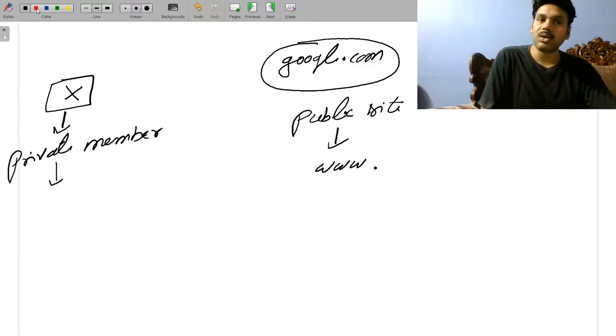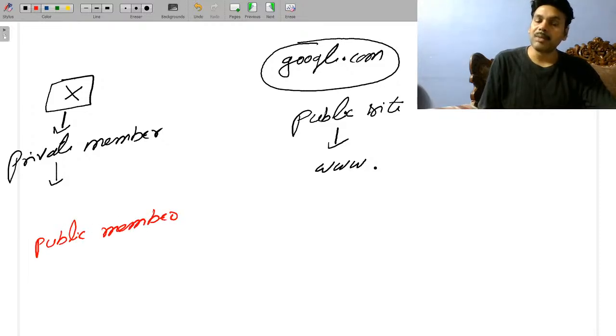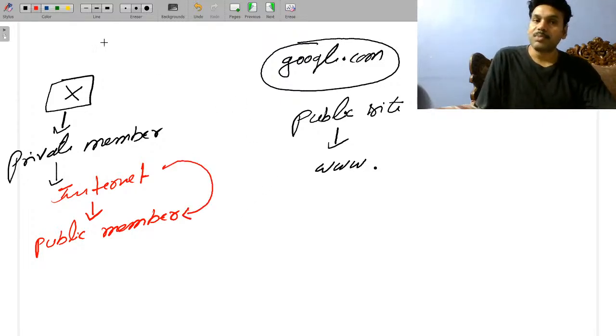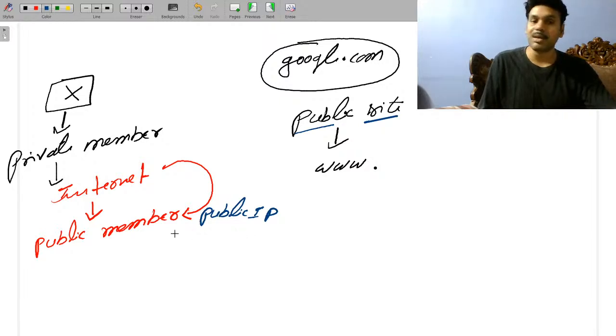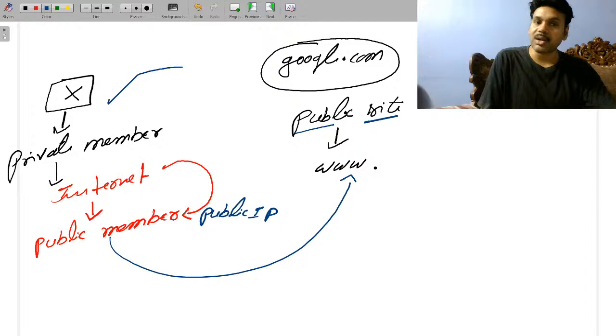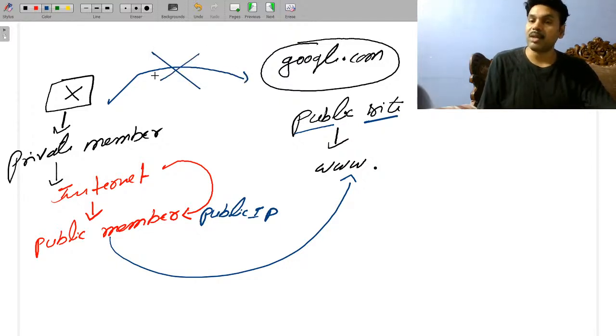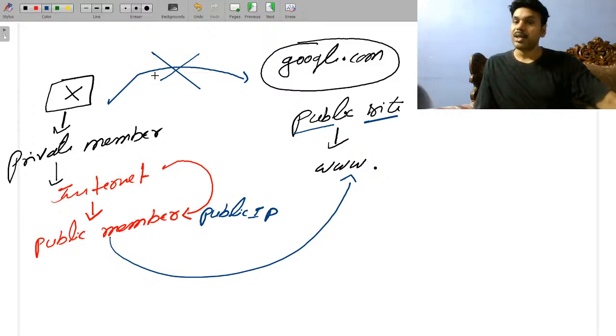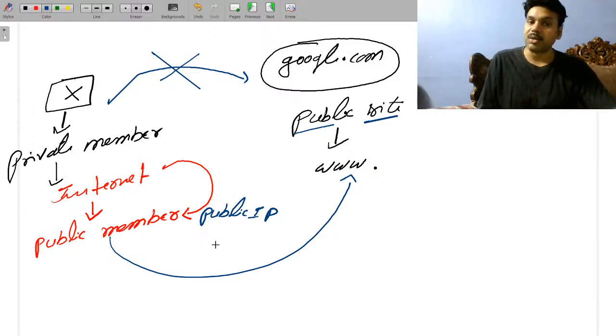So I am a private member and I want to access google.com. So what am I doing? I want to migrate to a public member. How are you going to migrate to a public member? Just by connecting to the internet. Please understand, when you connect to the internet, the internet is going to give you a public IP. We are connecting to the internet to acquire a public IP. By taking this public IP, as you are now a public member, you are eligible to access any kind of site which is there in www. Before that it is not possible because you were a private member. That's why you connect to the internet in order to access the public site. This is the concept called NATing, private IP to public IP.